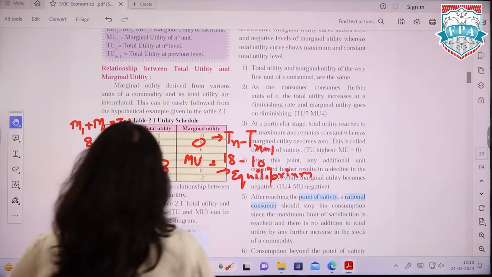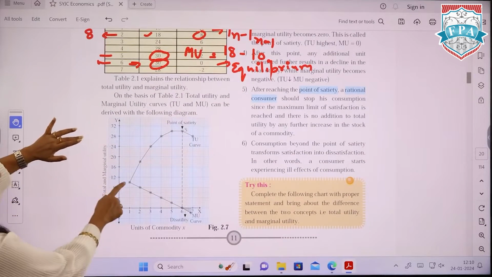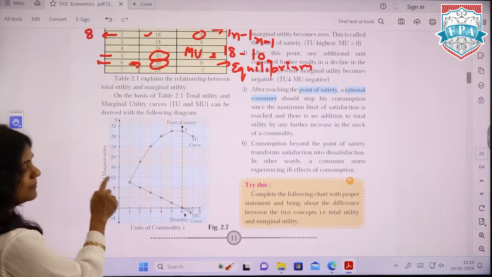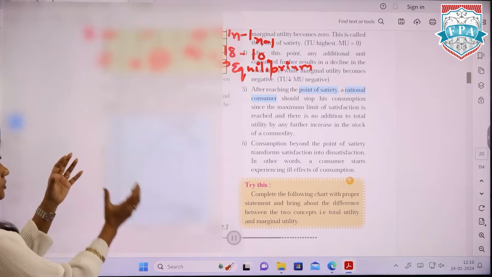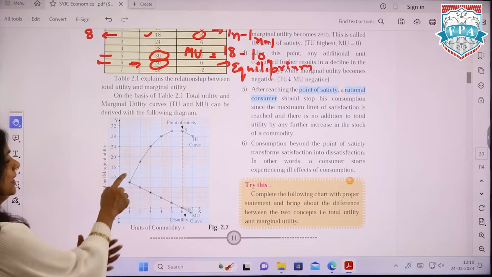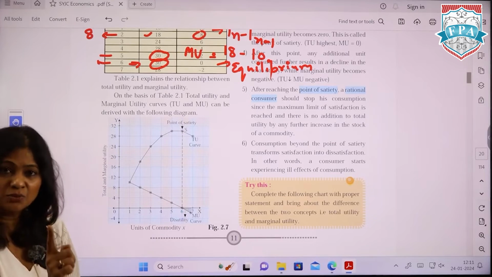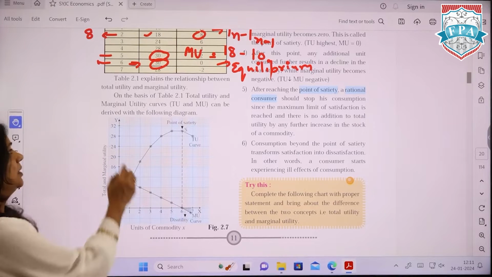So let's look at the tables which the book has drawn for you. Look at this. MU is falling. Can you draw this graph, बच्चा? 10, 8, 6. आपको सिर्फ यहाँ पर MU लेना है, यहाँ पर टोटल और मार्जिनल यूटिलिटी का रिलेशनशिप दिखाते वक्त आपको बताना है कि कैसे MU is falling. ग्राफ को हमेशा लेबल जरूर करना. If you do not label the graph, you will not get marks.